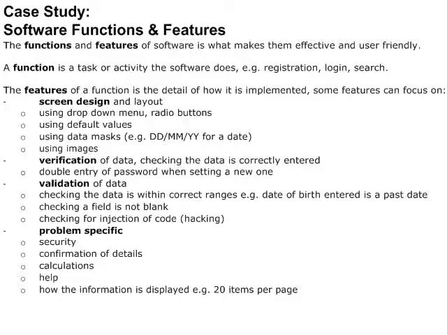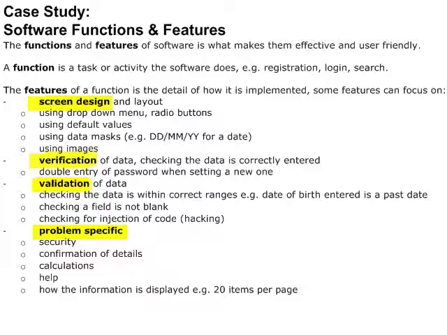How that is then implemented is really looking at the features that are going to be included and the functionality of how that's implemented. And that can be broken up into things including the screen design, verification, validation, and some of the problem-specific tasks that the program does. So for screen design, what you're looking at is you can do things like drop-down menus, default values, masking of values, so you force people to enter in a particular way, or even using images.